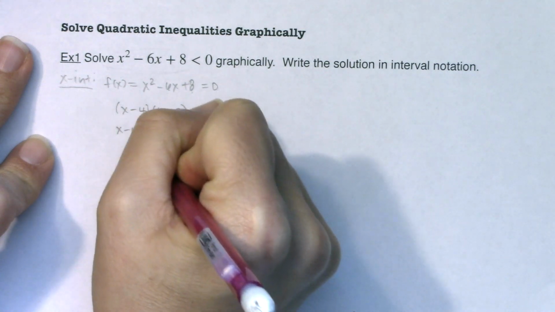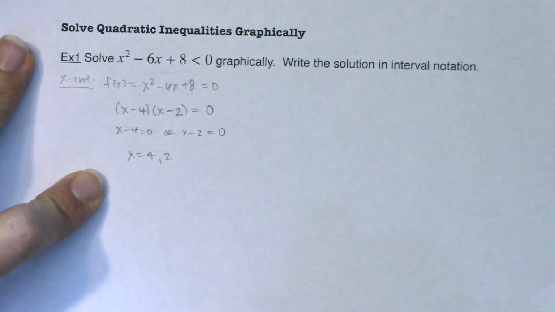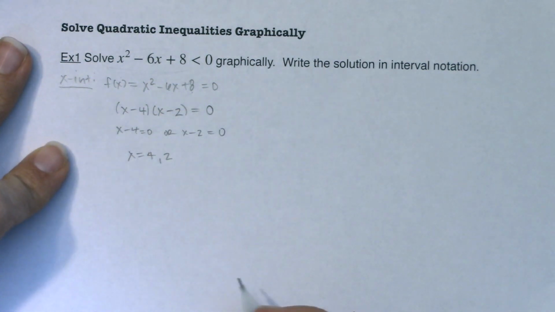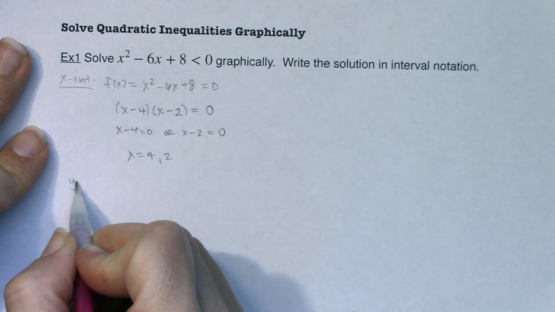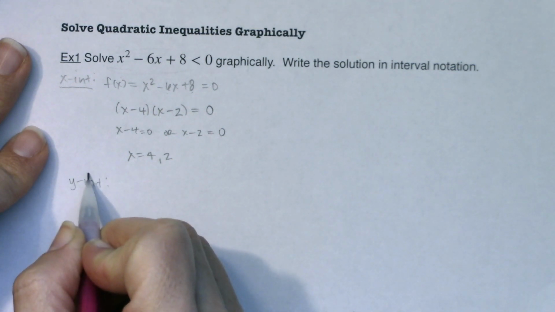So I'm going to get x equaling 4 or 2, right? So there's my two x-intercepts. If I wanted to, I could get a y-intercept. That might be a good trait to have.